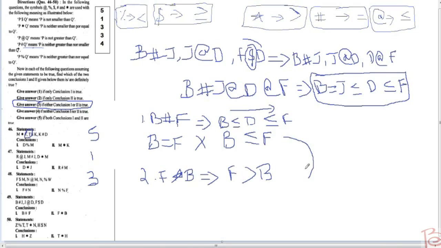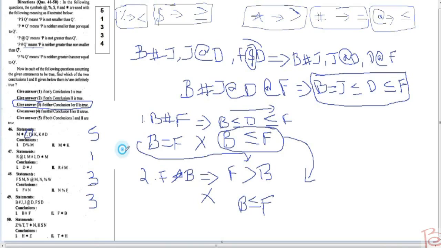From the previous one we know that the resultant is b less than or equal to f. Okay, so even the second one is wrong. Statement 1 and statement 2 are individually wrong, but when you combine statement 1 and statement 2, we get the resultant relation between b and f. So as I explained in the previous question, the answer will be 3.